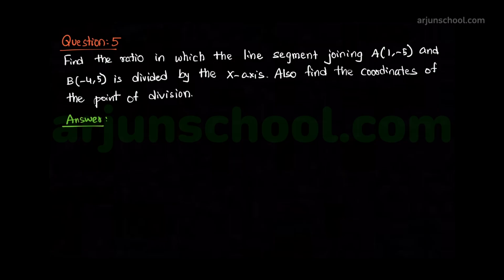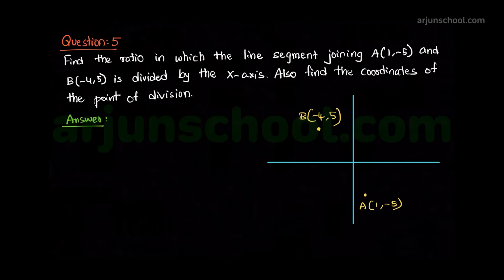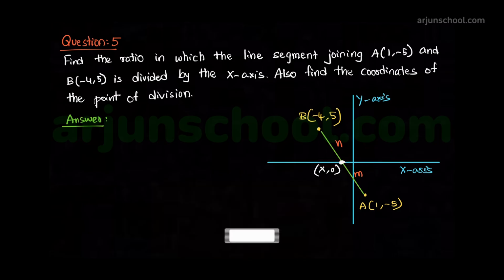Answer. We are given 2 points, A(1, -5) and B(-4, 5). There is a line segment joining these 2 points and it is passing through the x-axis. We have to find the ratio in which this point on the x-axis divides the line segment AB and also find the coordinates of the point on the x-axis. Any point on the x-axis can be written as (x, 0). We have y coordinate 0 because the point is on the x-axis.